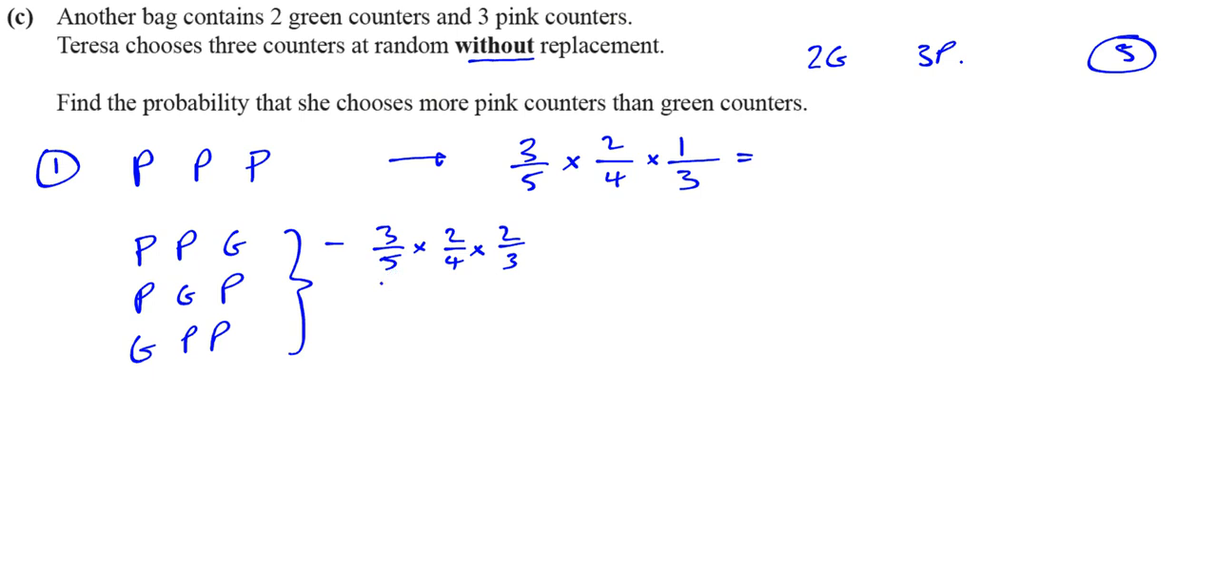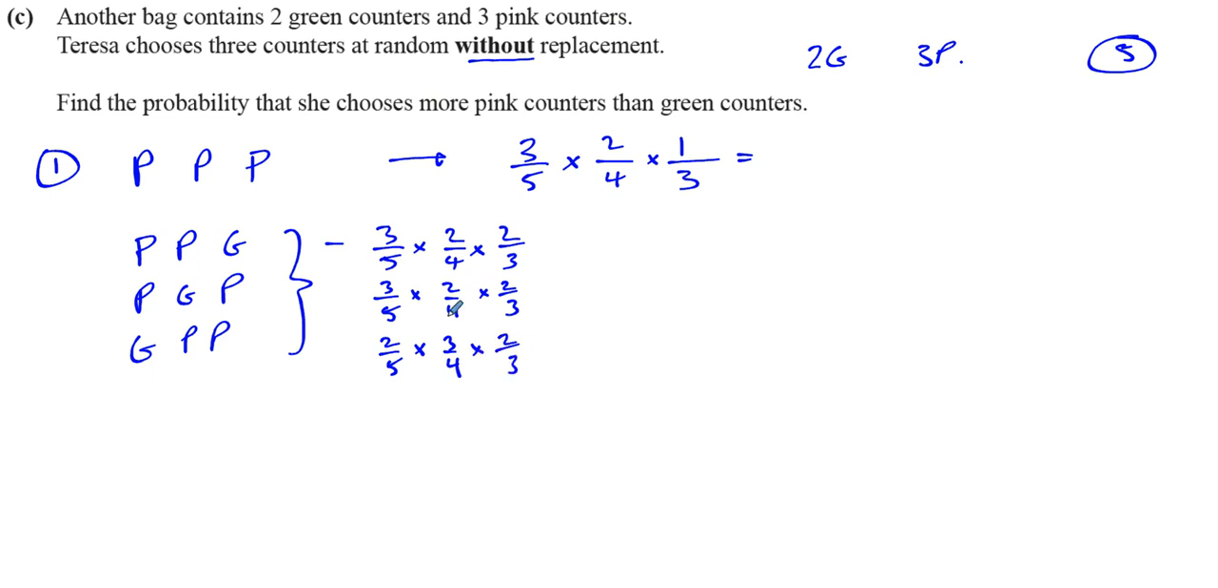So you've got 3 out of 5, pink. Then for a green, you've got 2 out of 4. And then for another pink, there's still 2 pinks left. You've got 2 out of 3. See, it gives exactly the same numbers. Similarly, if you do green, pink, pink, you'll have 2 out of 5 times, for pink, you've got 3 out of 4 times 2 out of 3.